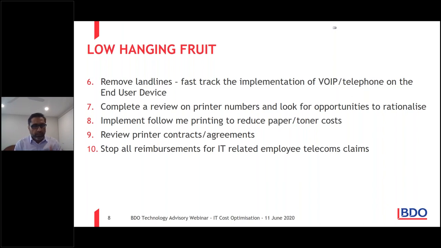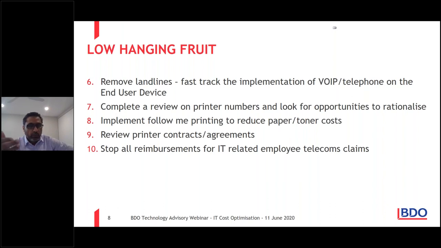Next one is around the landline that we talked about. Now, if you are still using landlines, or you've still not transitioned your users to voice over IP, or having their telephony on their laptops, this could be a great opportunity. Given that more and more people are getting used to webinars, they're getting used to Microsoft Teams, they're using Zoom or other video conferencing facilities day in, day out, that's a great time to go back and say, do we really need to have landlines, or should we just go on to voice over IP and discontinue all the telephones?